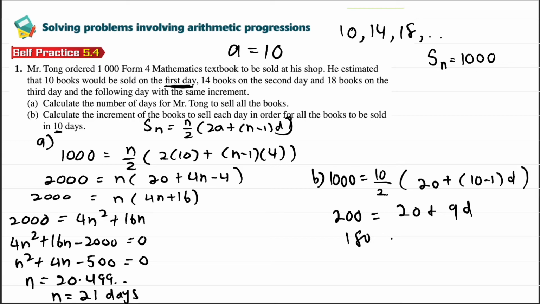Right? So sini kita akan dapat 200 sama juga dengan 20 tambah 9d. 180 sama juga dengan 9d. So d dia adalah 20. Okay, so dia kena jual 20 buku sehari. Dia kena jual sebanyak 20 increment in order for all the books to be sold in 10 days. Okay.